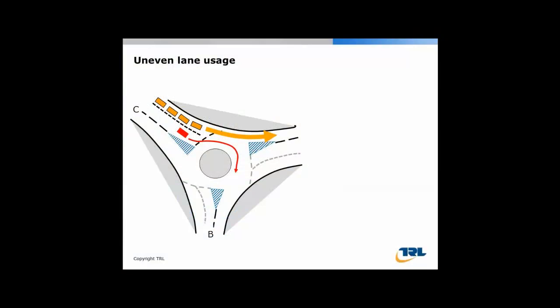So what we're talking about here is roundabouts modelled in ARCADY where there are several lanes on each approach and examples of uneven lane usage. Historically, this has been something ARCADY has not been able to model particularly well. I'll show you some examples.